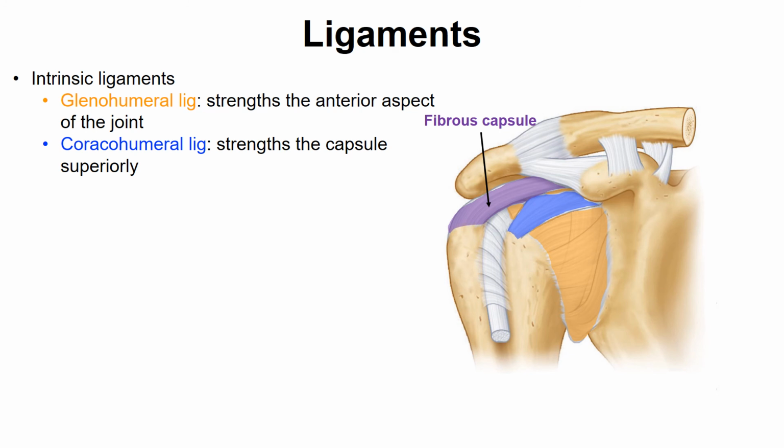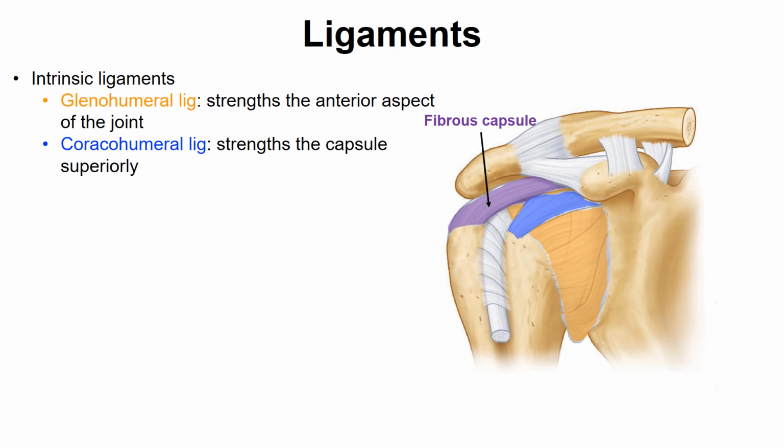And then the other intrinsic ligament is going to be the coracohumeral, and that goes from the coracoid process to the humerus, and it lays just superficial to that glenohumeral ligament. And then you also have a fibrous capsule, which is basically where a lot of the tendons of the shoulder, from muscles of the scapula going over to the humerus, combine.